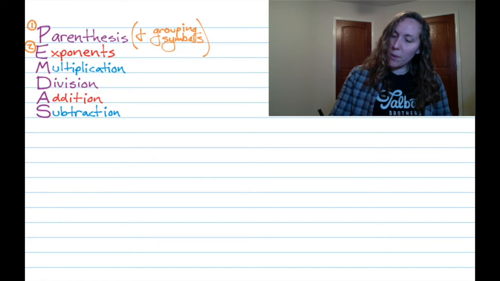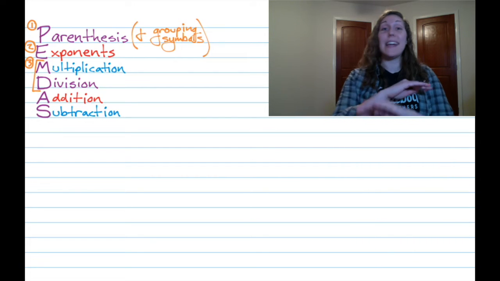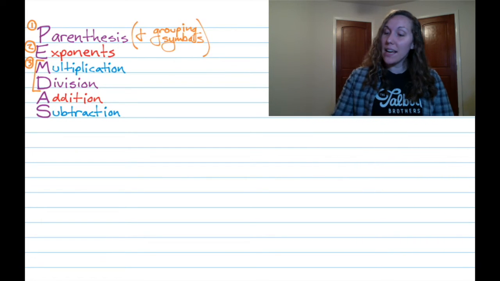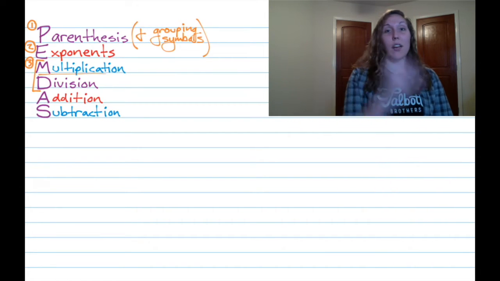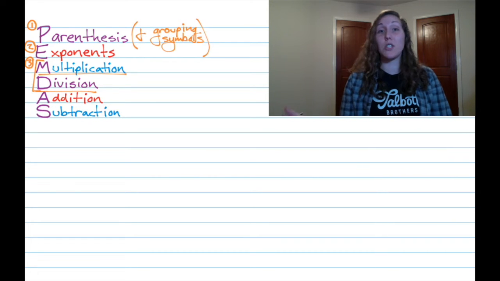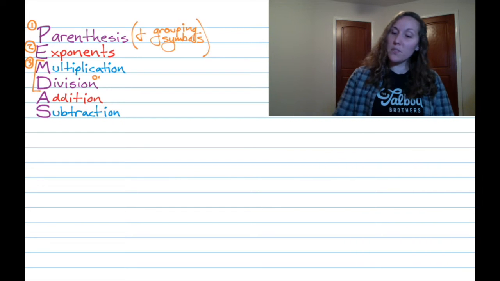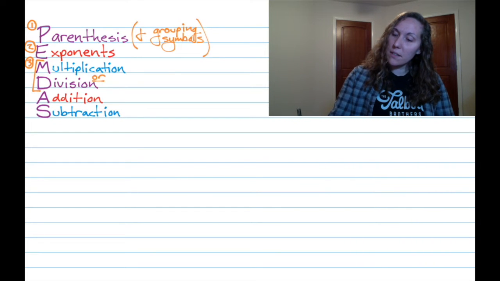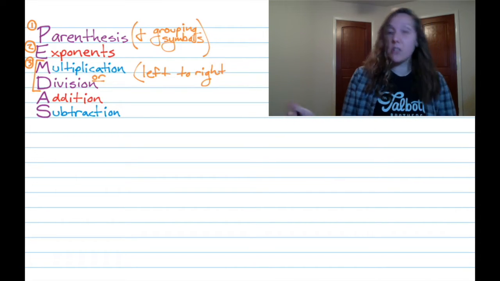But step 3 is actually multiplication and division combined. They are one step. This needs to be abundantly clear: it is not multiplication and then division. They do not go in that order. No. It is multiplication or division, whichever comes first, left to right when we're solving our equation. Left to right, multiplication or division.